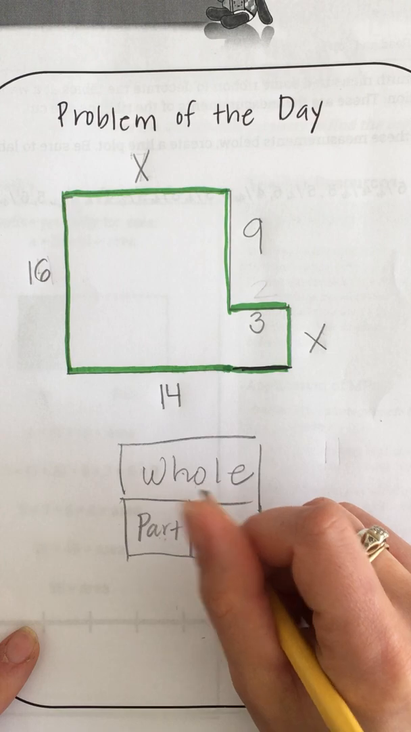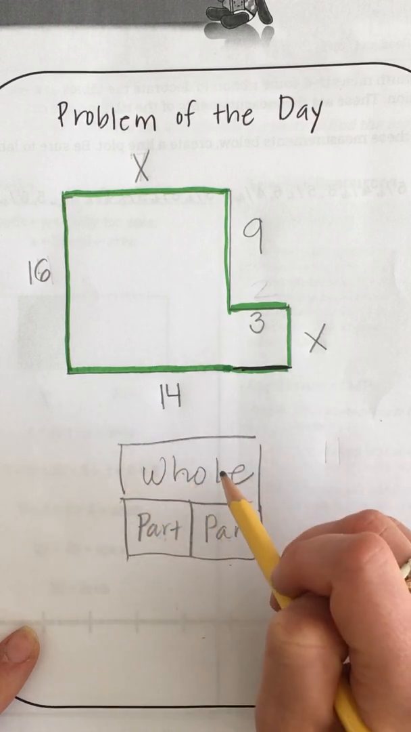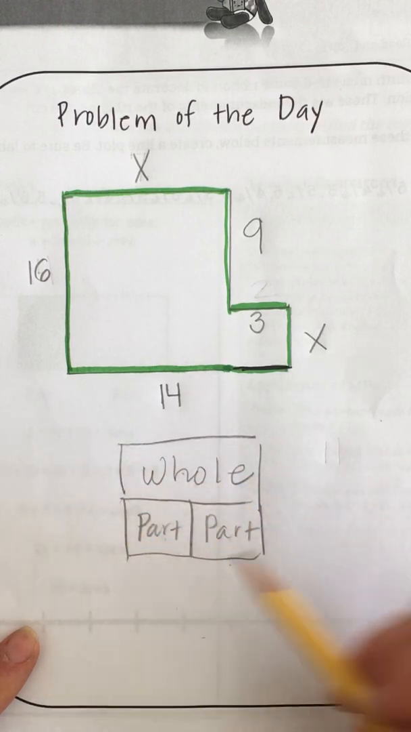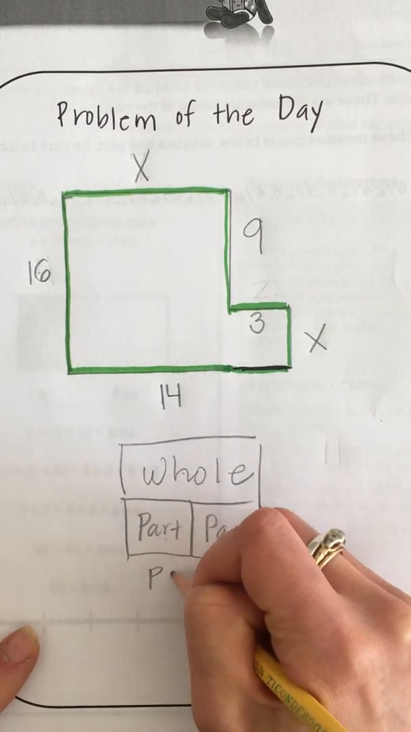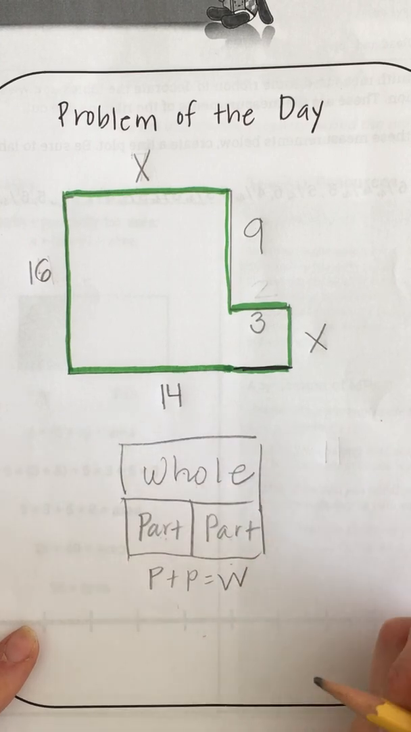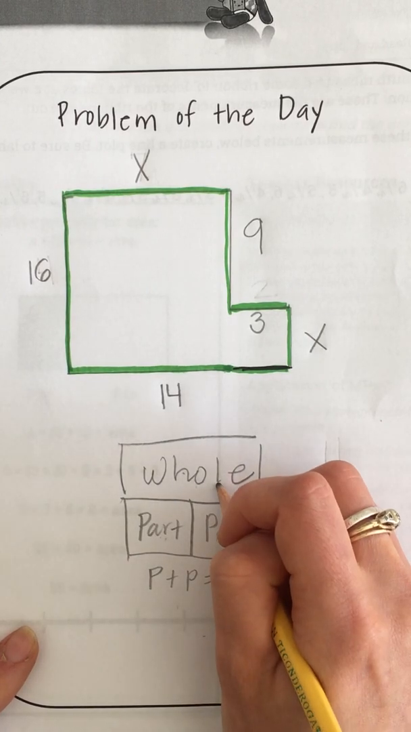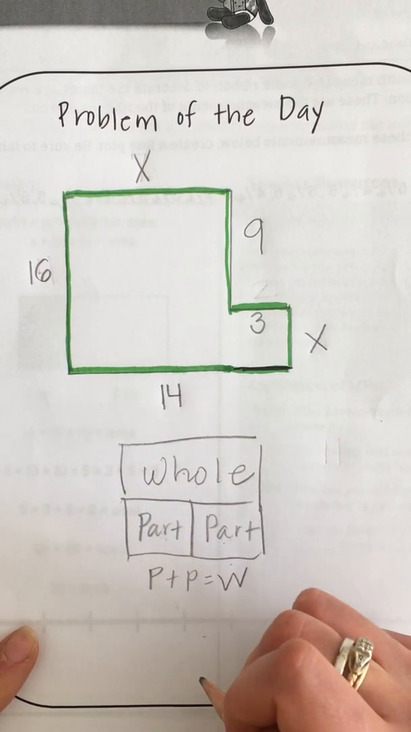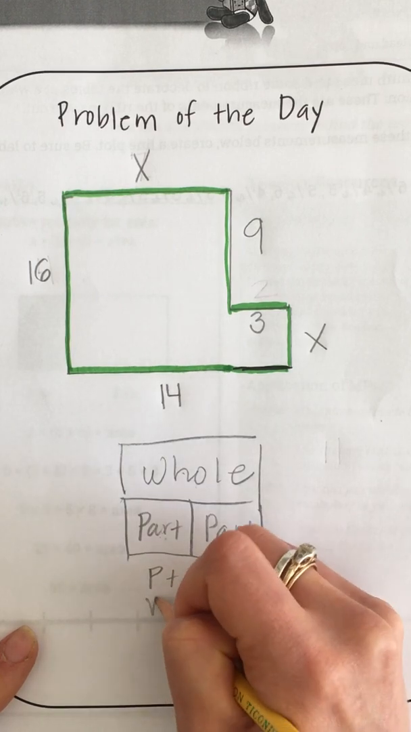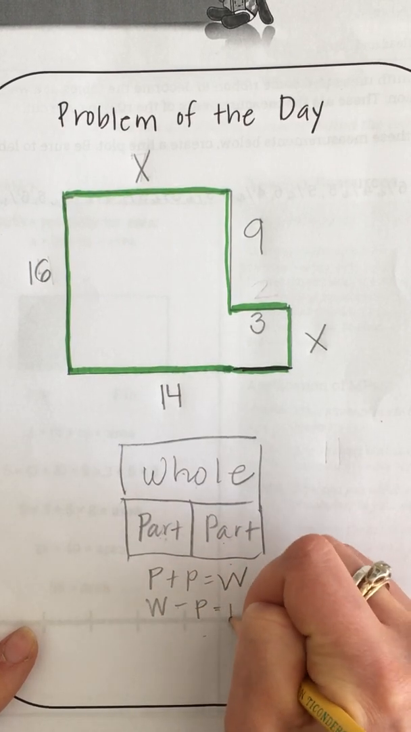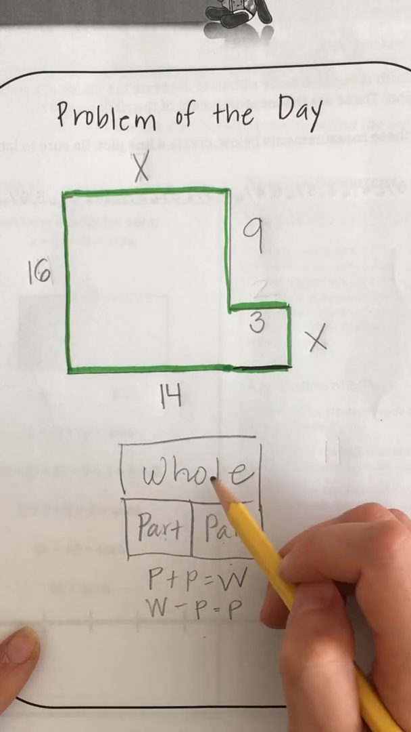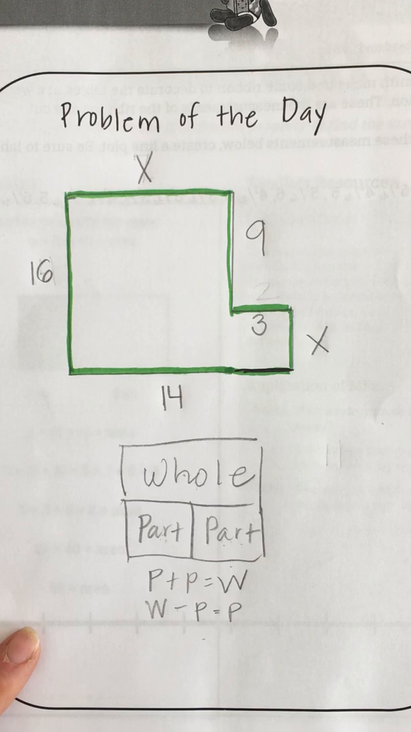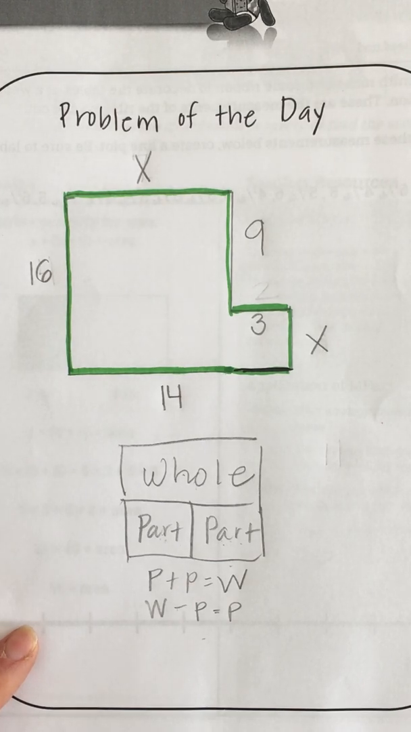And our model shows that our top is the whole, and that our bottom two sections are the parts. So we know that if you are missing the whole and you have both parts, a part plus a part equals the whole. We also know if you have the whole and you have a part, but you are missing the other part, then the whole minus the part equals that missing part. Why? Because we are finding the difference, and you subtract the part from the whole in order to find what is missing. So we can use that today to help us solve for these unknowns.